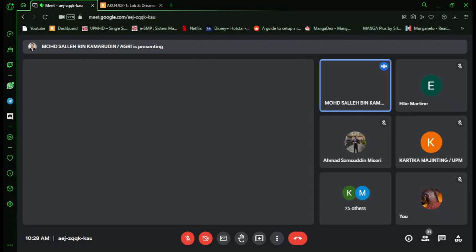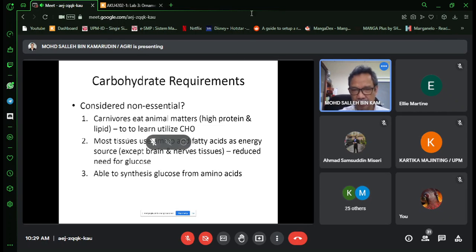So one of the reasons why they are considered non-essential, because carbohydrate and they need to be taught how to utilize carbohydrate. So that's why for small fish, we try to wean them and train them to be able to adapt carbohydrate from early on. Yeah.